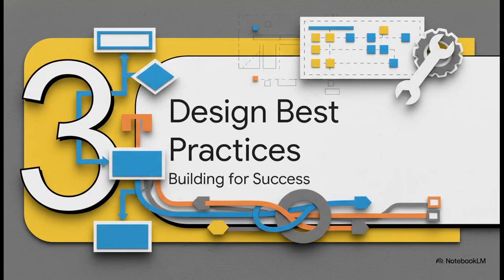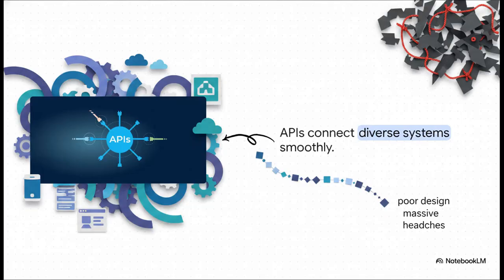Section 3. API Design Best Practices. Let's build for success. The ultimate goal of APIs is seamless integration. They literally exist to connect incredibly diverse software systems smoothly. But here's the thing. This beautiful harmony only happens out in the real world when developers stick to intuitive, standardized rules. If an API is poorly designed, oh man, integrating it becomes a massive headache of confusing, custom-coded functions.